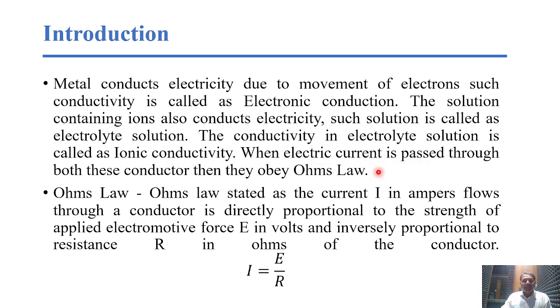When electric current is passed through both these conductors, they obey Ohm's law, that is I is equal to E upon R. Ohm's law is stated as: the current I in amperes flowing through a conductor is directly proportional to the strength of the applied electromotive force E in volts and inversely proportional to the resistance R in ohms of the conductor. Mathematically, Ohm's law can be stated as I is equal to E upon R.